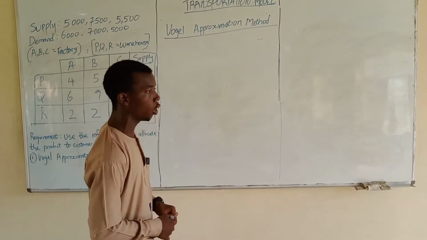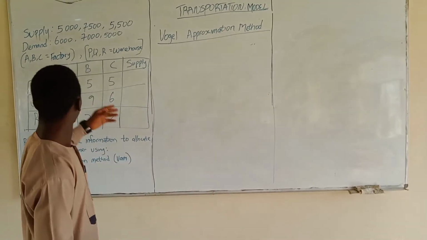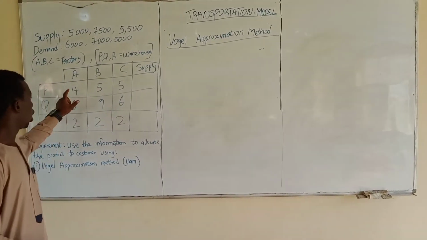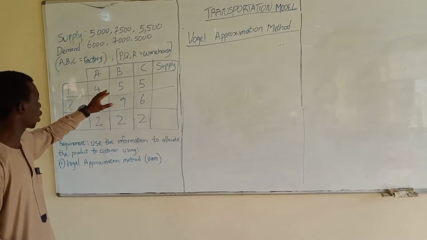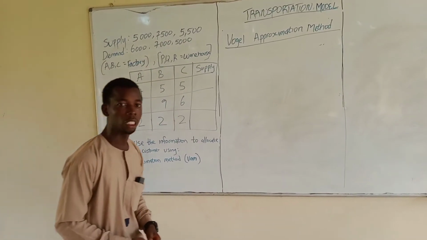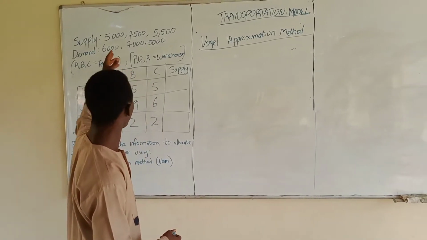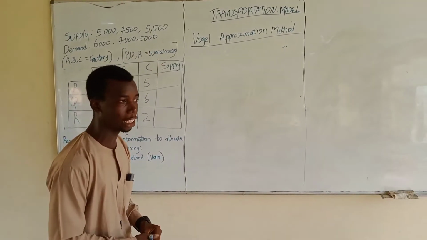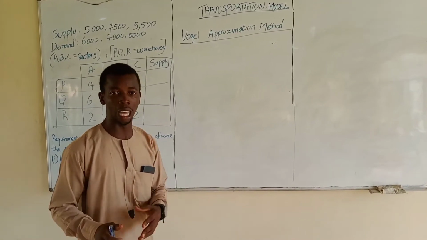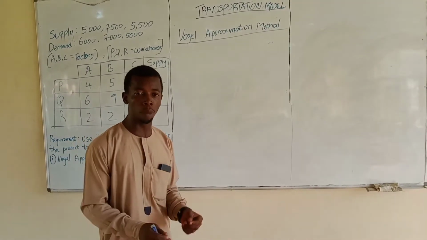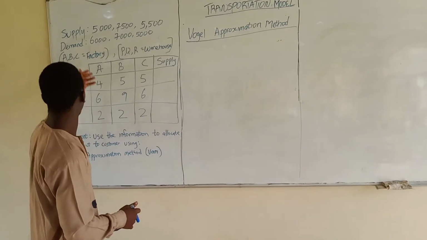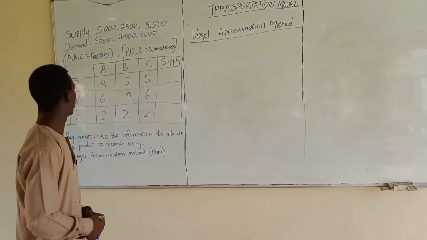Like in our previous video, I've explained that we have the initial cost here. We have the demand and supply, and I mentioned the other time that the transportation model is about transporting goods from one place to another at the minimum cost that is possible. Now we have our question here.